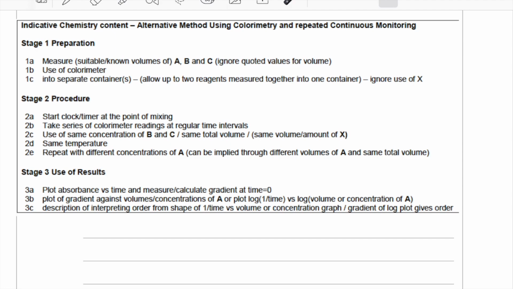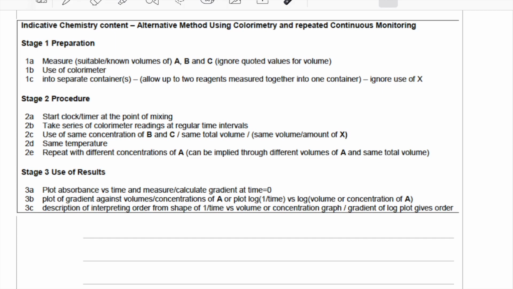So I would make sure you appreciate that method. The colorimetry can appear in transition metals. I think if it did, it would probably be a shorter answer than this. It would be about doing a calibration curve and so on. So colorimetry isn't a required practical as such, or isn't a required practical method, but is a method you can use in a required practical, and is a method that you can use when it comes to transition metals.